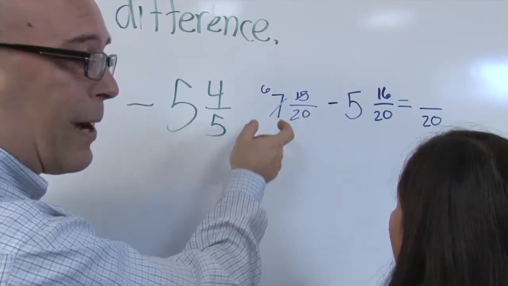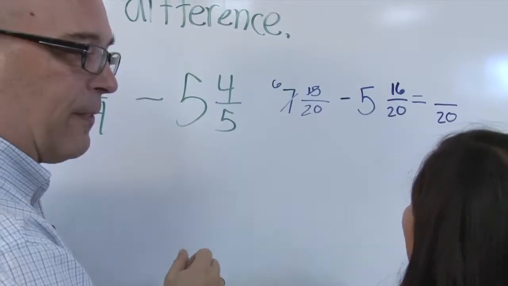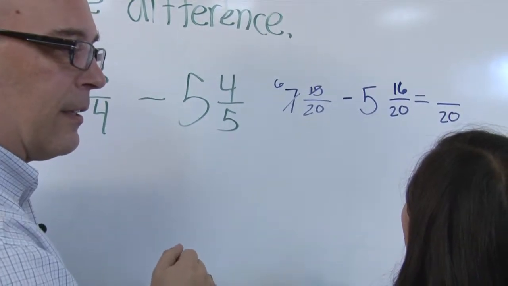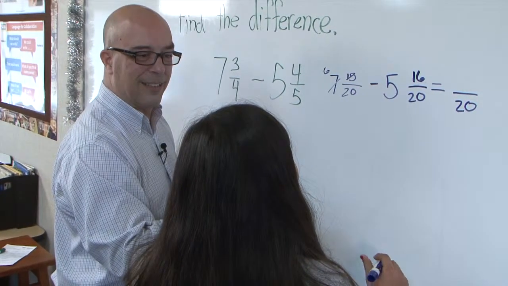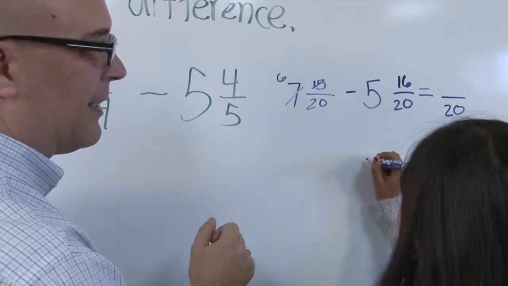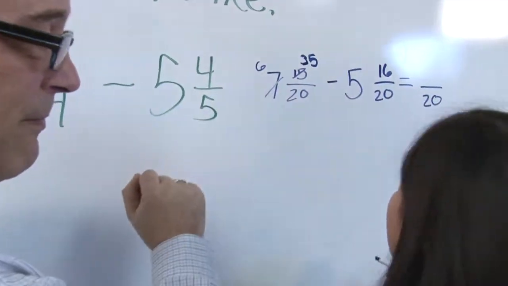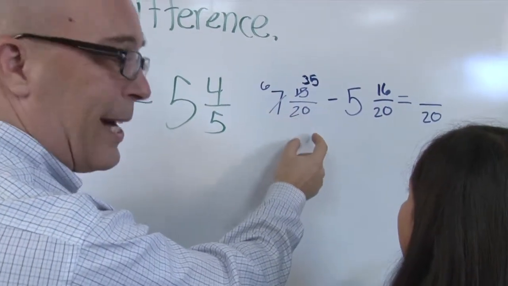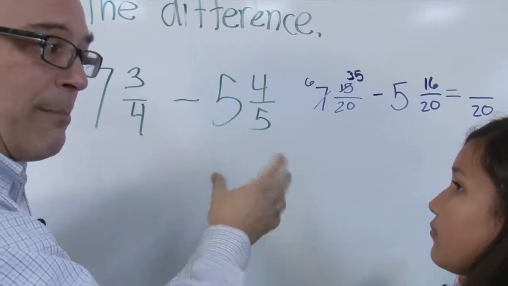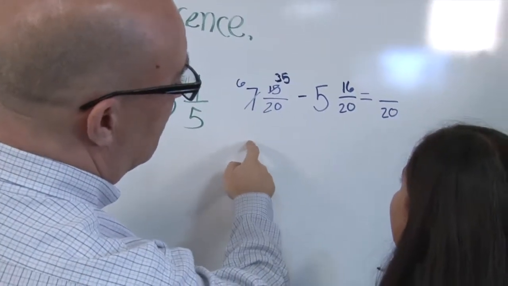So if we're going to add 20 twentieths to this, how many twentieths will we now have? 35 over 20. Perfect. Right, so we'll have 6 and 35 twentieths now. Make sense? Because if we're borrowing a whole 1, we're borrowing 20 twentieths, because any number, top and bottom the same, is equal to 1, right? So now we have 6 and 35 twentieths minus 5 and 16 twentieths. Now can we go ahead and do that problem?